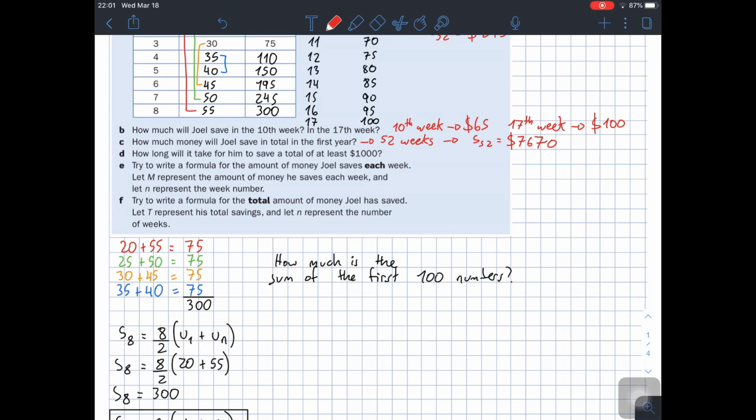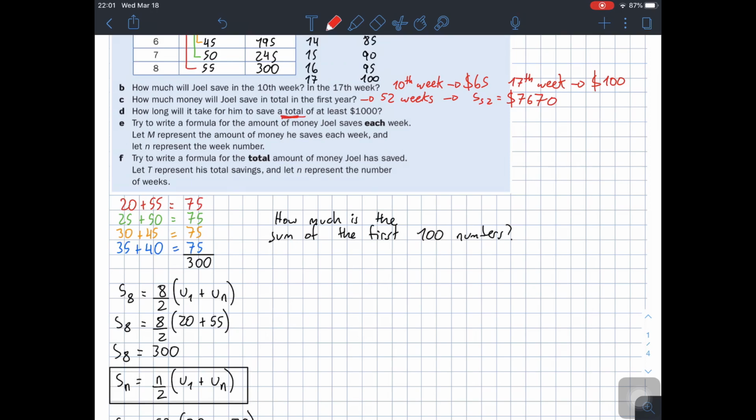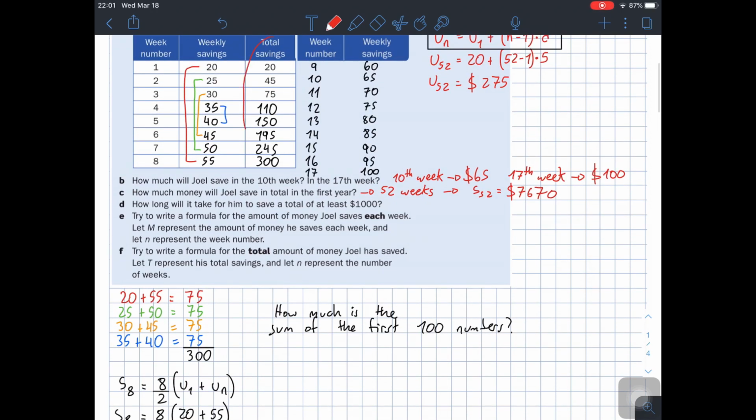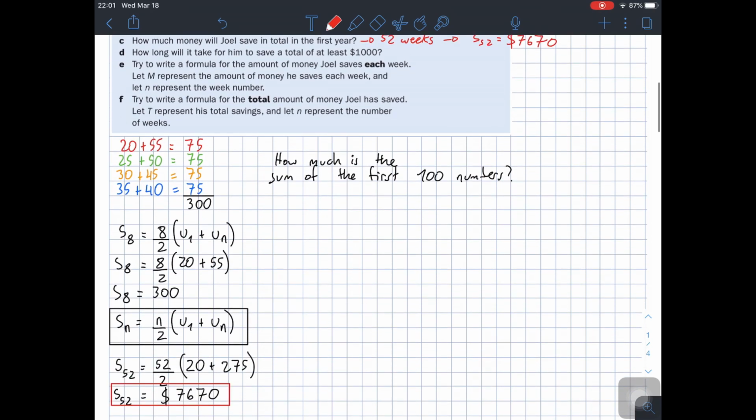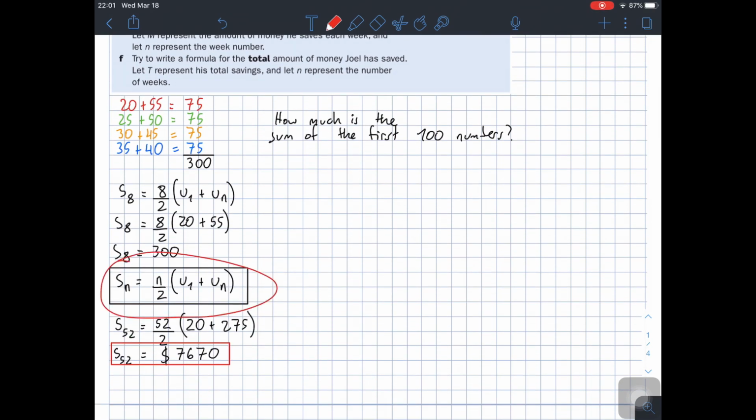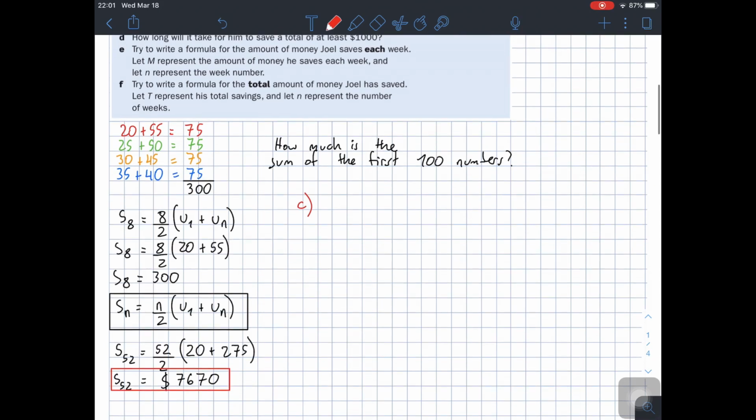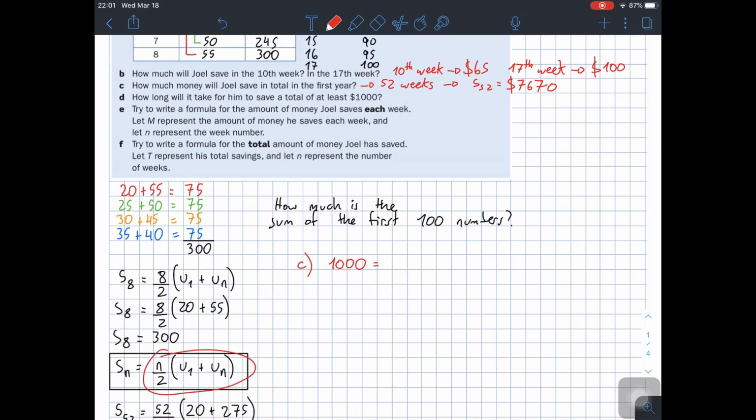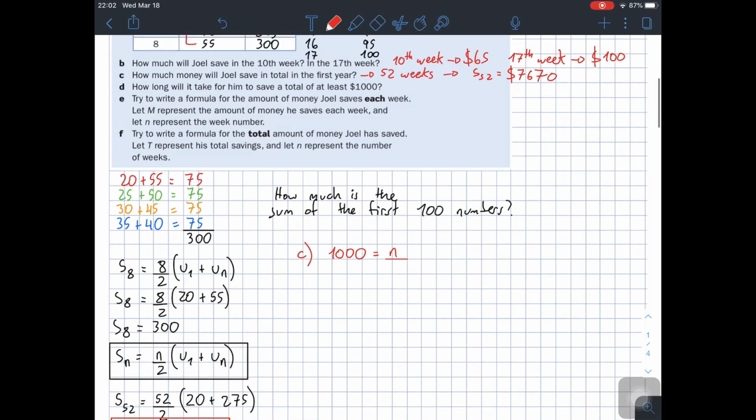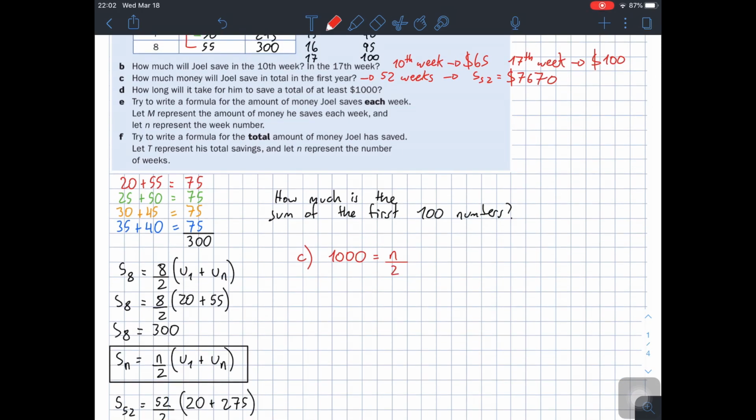Then part D: how long will it take for him to save a total of at least $1,000? A total of at least $1,000. So we're still talking about the total savings. In this case, as we already know the general formula to calculate the sum, the sum should be 1,000, right? So 1,000 should be equal to the formula: n, which we don't know because we want to know how long it will take him to save that money, so n is our variable here, divided by 2 times u1, which is always 20, plus un. We don't know the value of un here, right?